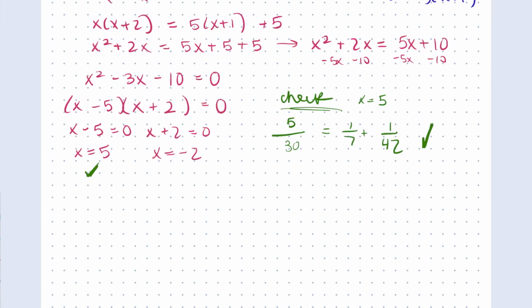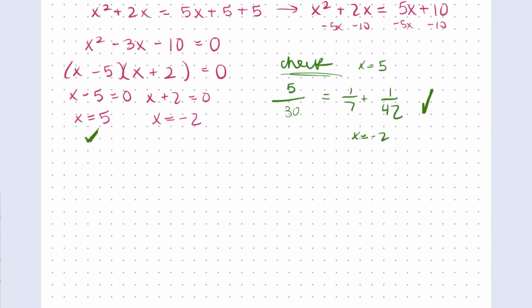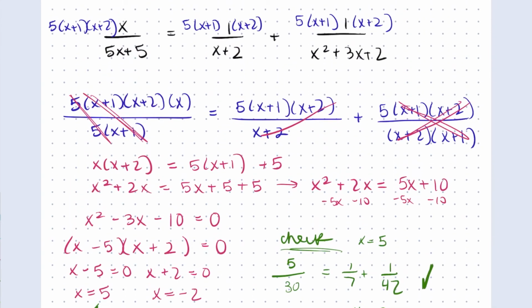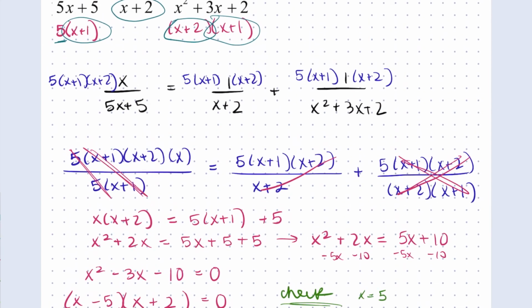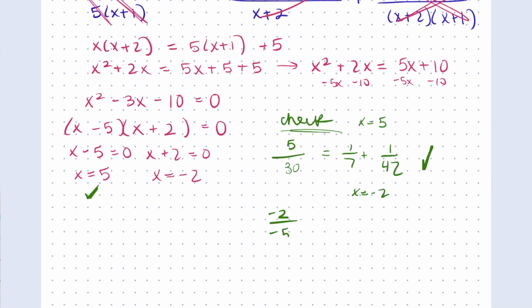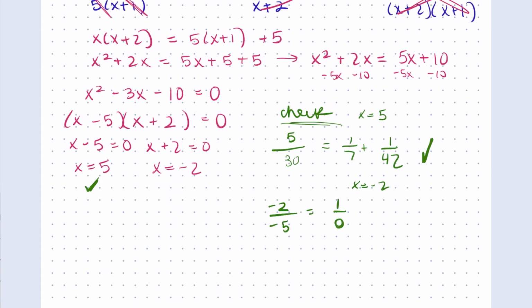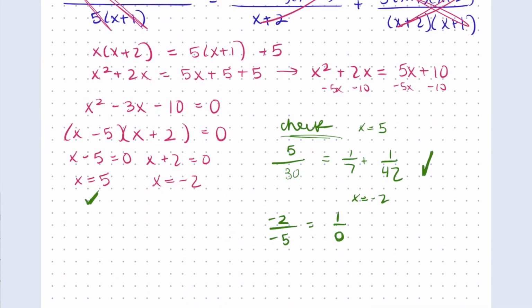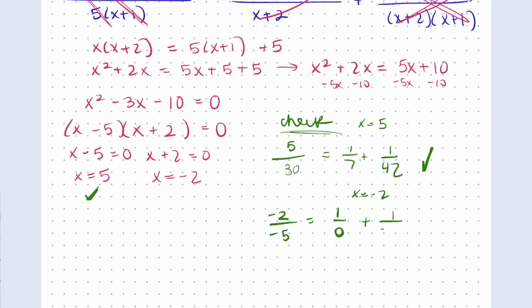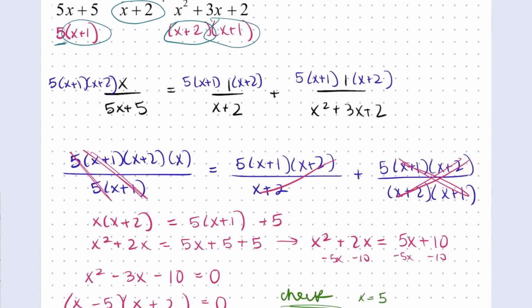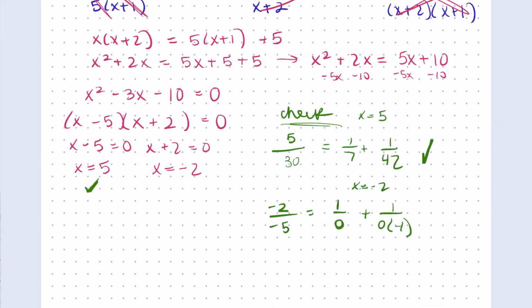And now we got to check x equals negative 2. And we'll plug that in. So we'll have negative 2 over 5 times negative 2 is negative 10 plus 5 is negative 5 equals 1 over negative 2 plus 2 is 0. And 1 over 0 times, I'm looking at it in factored form, negative 1.